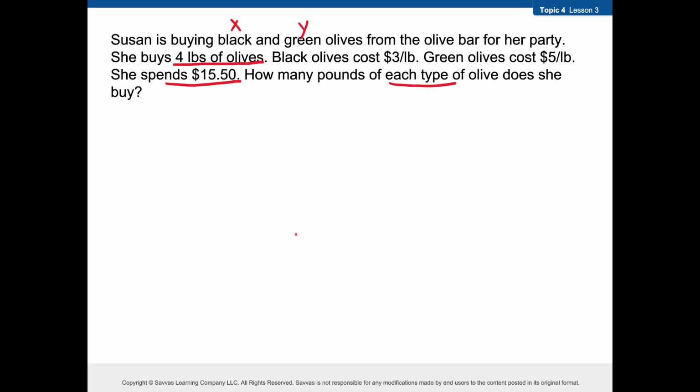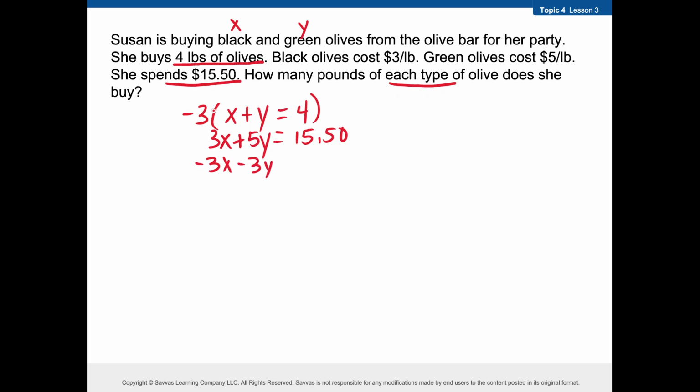We can make black olives are X, green olives are Y. So all the black olives plus all the green olives is a total of 4 pounds. Black olives are $3 per pound. Green olives are $5 per pound, a total of $15.50. Now, I'm just going to go ahead and eliminate. I'm going to do the x's since it's smaller and multiply everything on the top by a -3 to make it the opposite of +3. So -3x minus 3y and a -$12.